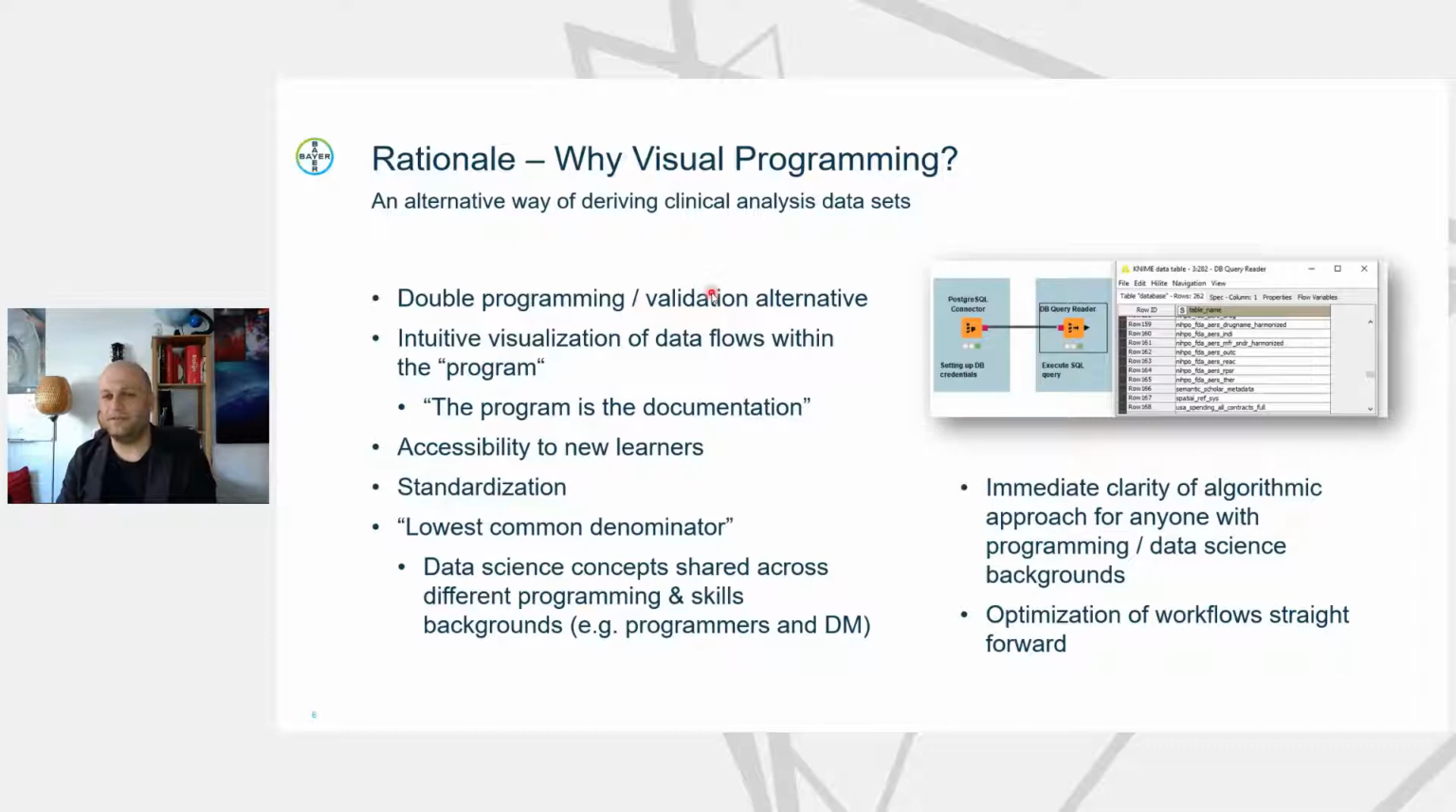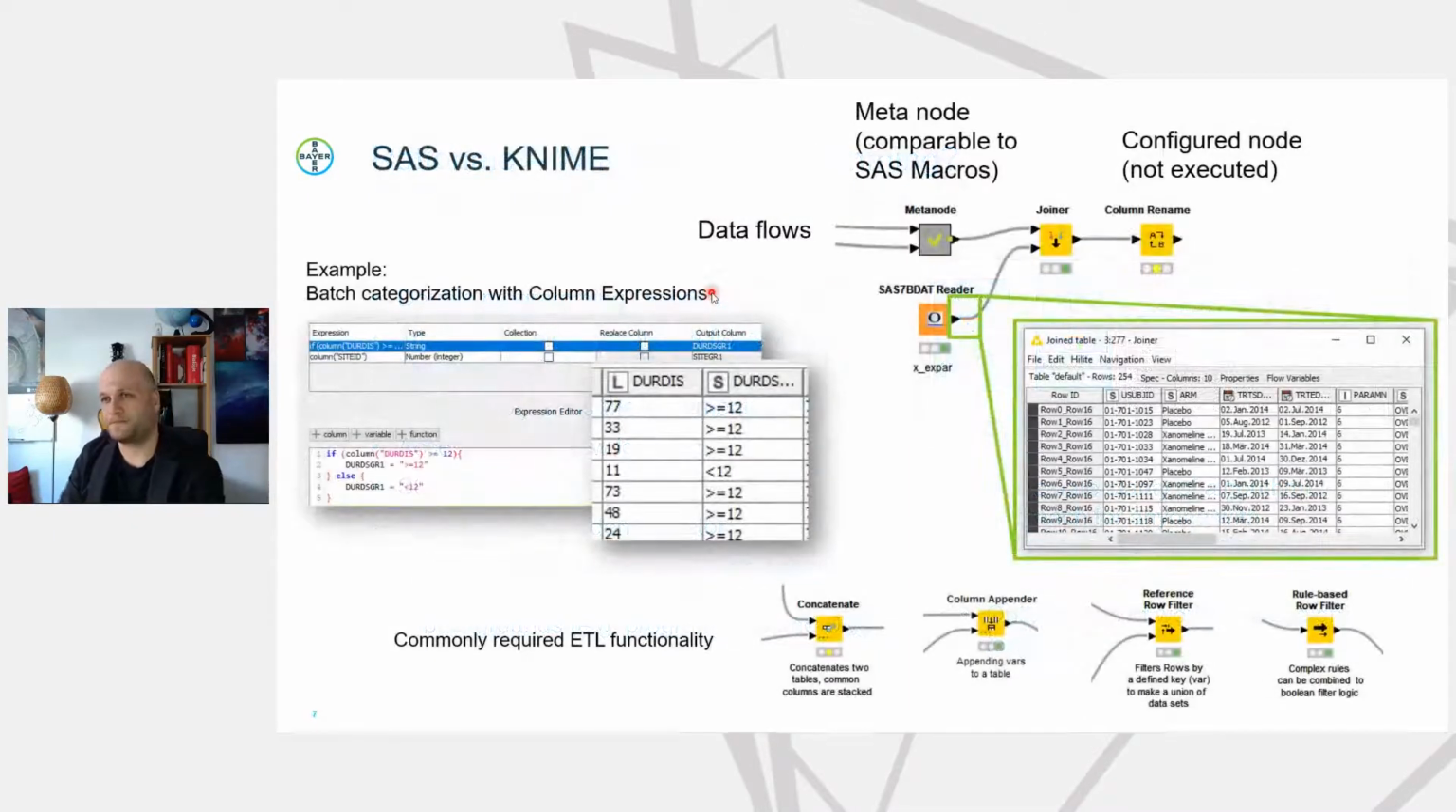And we believe that KNIME could serve as the lowest common denominator between, let's say, data science affiliated functions and programmers. The immediate clarity of the algorithm or workflow also allows you to optimize and discuss workflows, and invites experimentation, as it is very easy to branch off at a certain step of a workflow or derivation step.